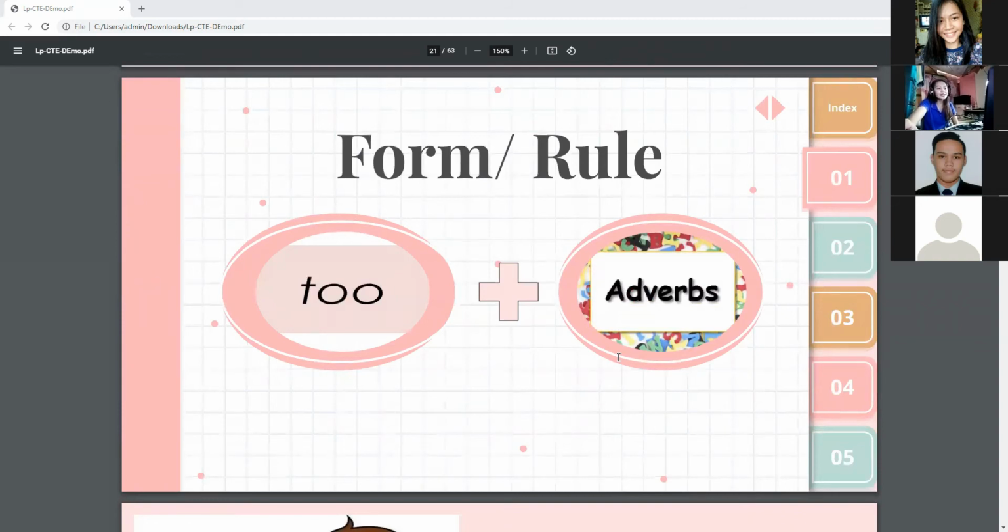Okay, next form or rule. So the first rule is, Anthony, what is the first rule? Too plus adjective. I'm sorry, yes, ma'am. Now, the second form is too plus adverb. Will you please tell us first what the adverb means? Anyone? Okay, Anthony.